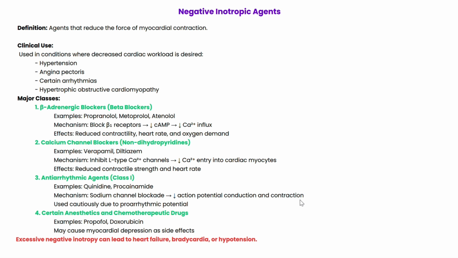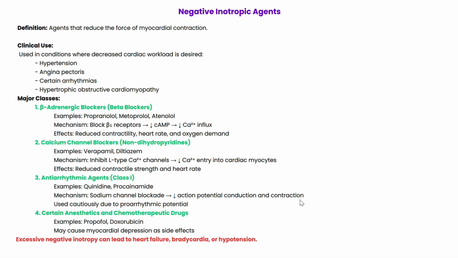Now, third classification, class 1 antiarrhythmic agents. This includes quinidine and procainamide. They work by blocking sodium channels, slowing conduction, and indirectly reducing the contractile strength. However, they must be used with caution as they can have pro-arrhythmic effects in some patients.